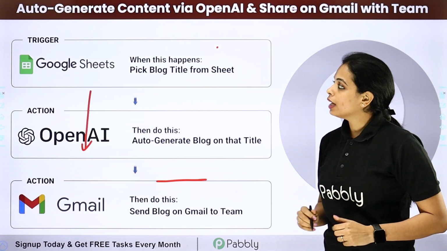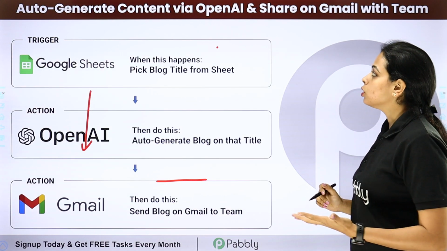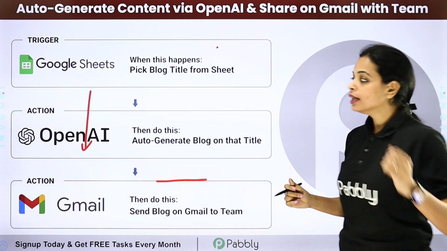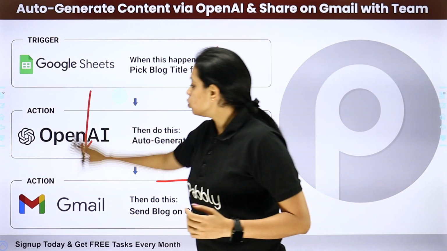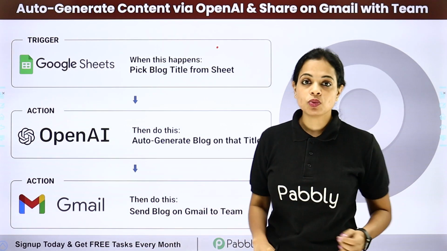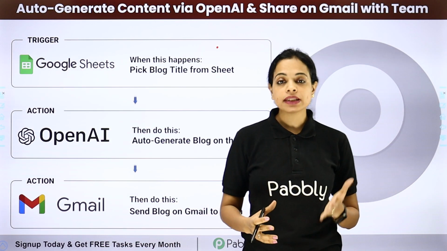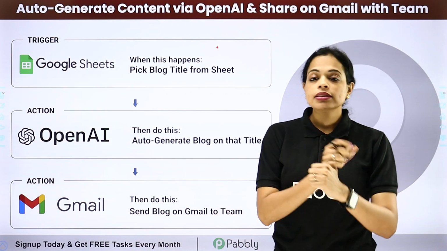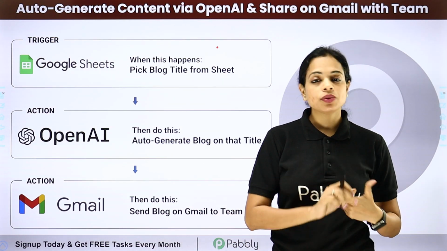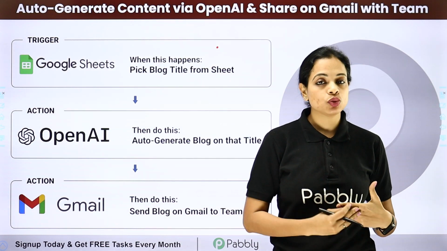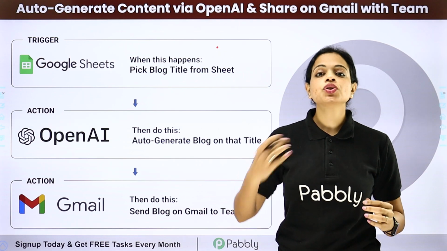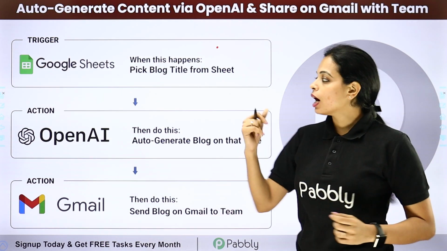Another example that we have here is how to auto-generate content via OpenAI and share on Gmail with team. So OpenAI is one of the most renowned applications these days, which is an artificial intelligence and deployment company that helps you in generating content. So what you are doing is, suppose you want to write a blog, or you want to write an article, or you just want to reply to comments, and you want that all these things should be notified to your team through Gmail. So how can you do that?